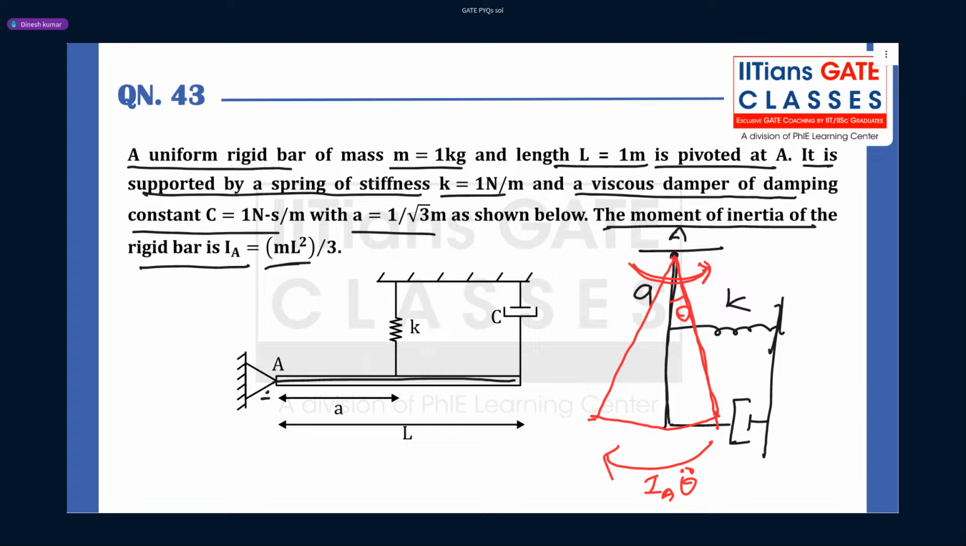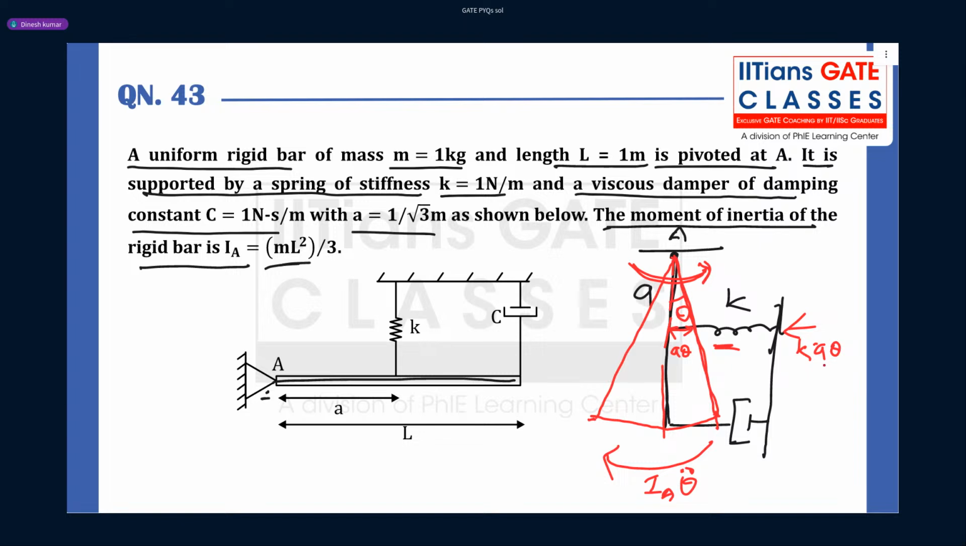Now when it is moving in the anti-clockwise direction from this equilibrium position, this spring will compress. When this spring gets compressed, there will be a spring force in the opposite direction. So what will it be? It will be K into, what is this displacement? It will be a into theta. So the spring force will be K into a theta.